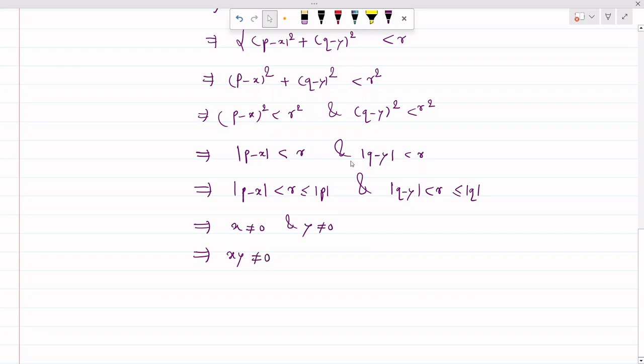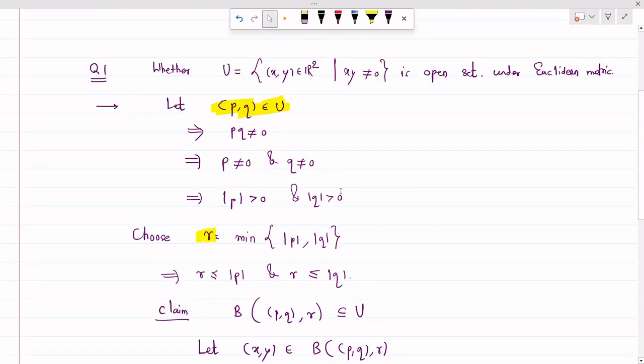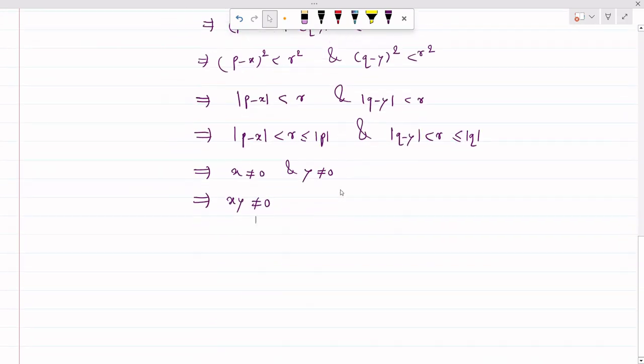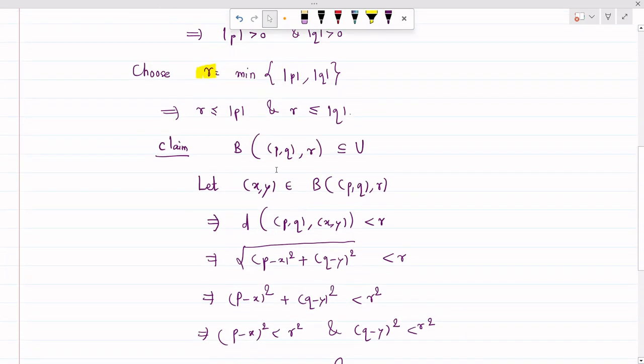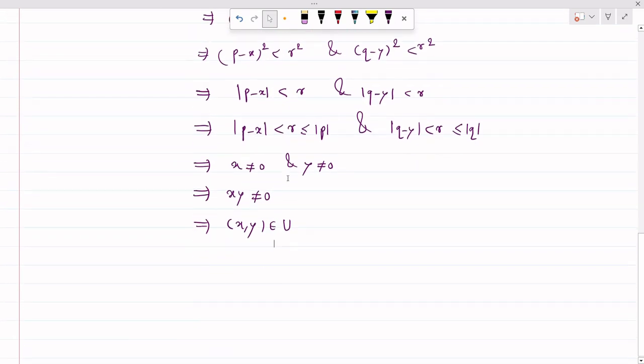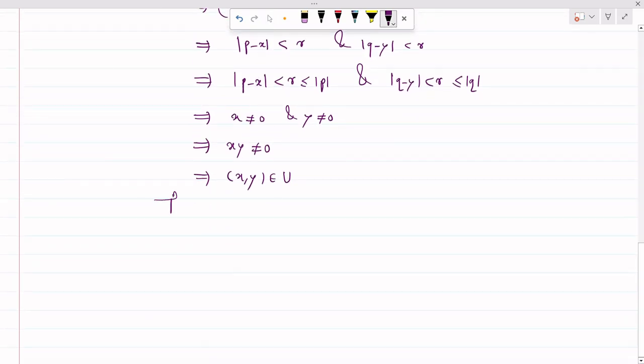And we can easily observe that this condition is nothing but the condition of U. So that clearly implies the ordered pair x comma y belongs to U. Firstly, we assumed this point from the open ball around (p, q) of radius r, and we proved that the point belongs to U. So thus, the open ball around (p, q) of radius r is contained in U, and that's what we wanted to prove. Hence U is an open set.